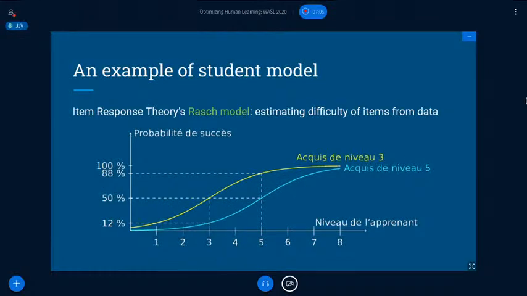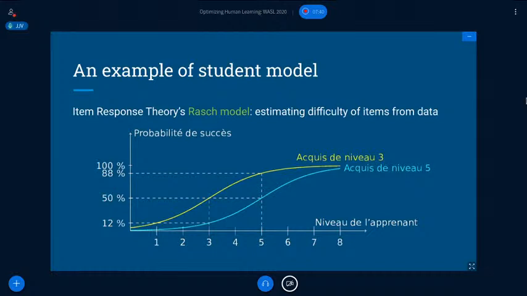In item response theory, you can have a Rasch model where, when you observe student data of students who attempted items in the past, you can estimate automatically the difficulty of items. This is some kind of prior knowledge that can be useful in order to predict whether an exercise will be too easy or too difficult. Here you have on the y-axis the probability of success of an exercise, and on the x-axis you have the level of a learner.